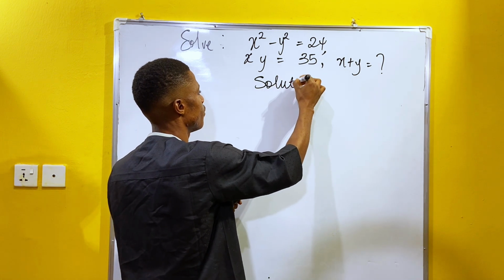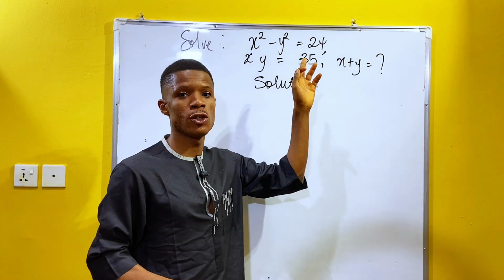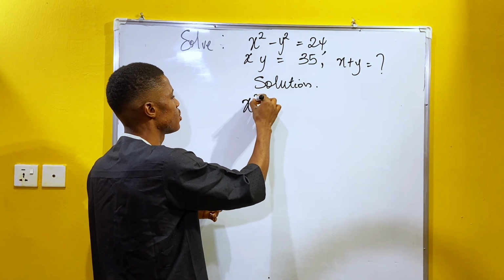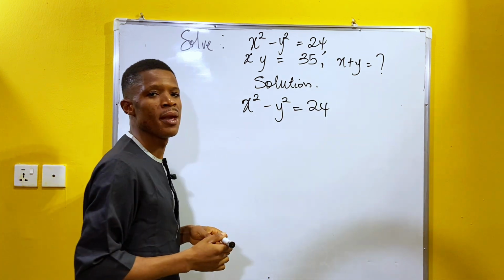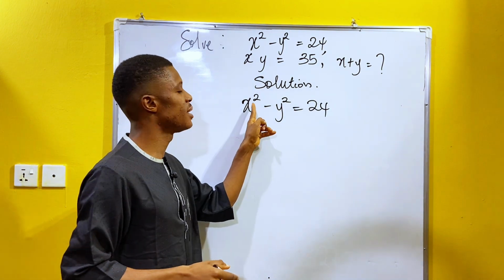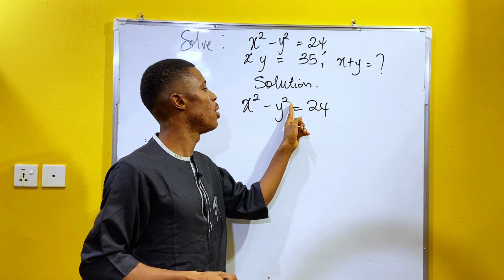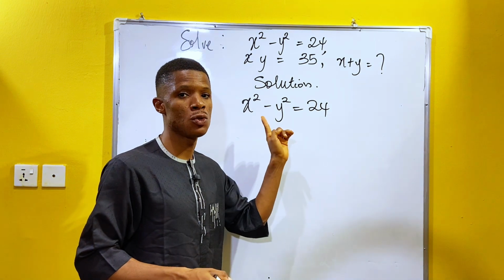Solution. The first statement says that x squared minus y squared is equal to 24. So we write it as x squared minus y squared equal to 24. Then remember, this x is squared. We have a minus. This y is squared. So this suggests a difference between two squares.